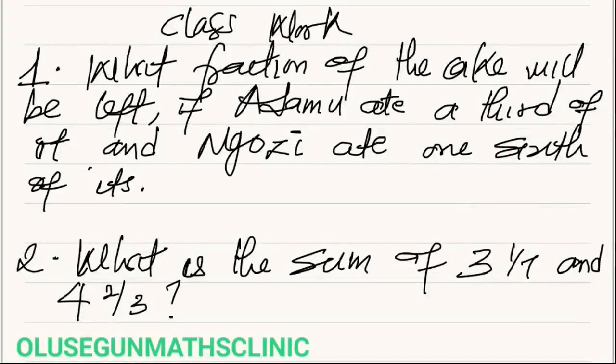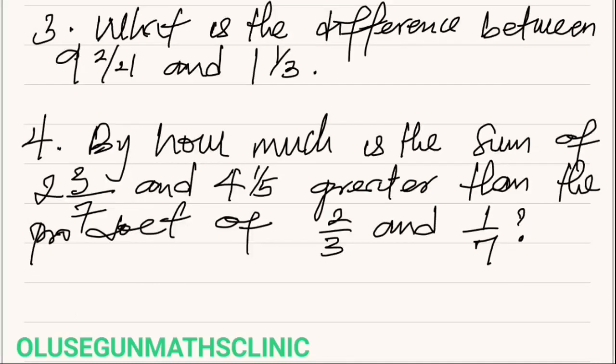1. What fraction of the cake will be left if Adamu ate a third of it and Ngozi ate 1/6 of it? Number 2. What is the sum of 3 whole number 1 over 7 and 4 whole number 2 over 3? 3. What is the difference between 9 whole number 2 over 21 and 1 whole number 1 over 3? 4. By how much is the sum of 2 whole number 3 over 7 and 4 whole number 1 over 5 greater than the product of 2 whole number 3 over 7 and 1 over 7?